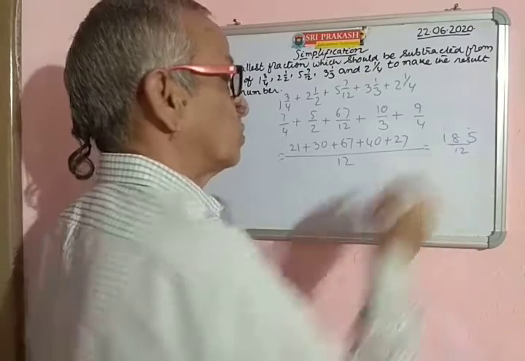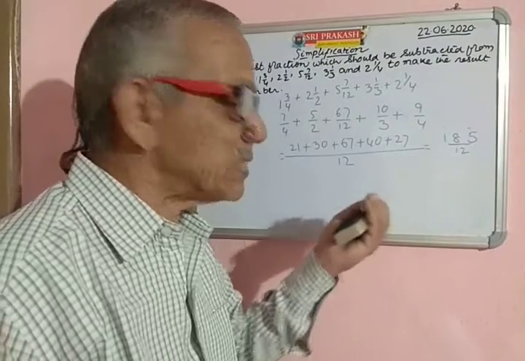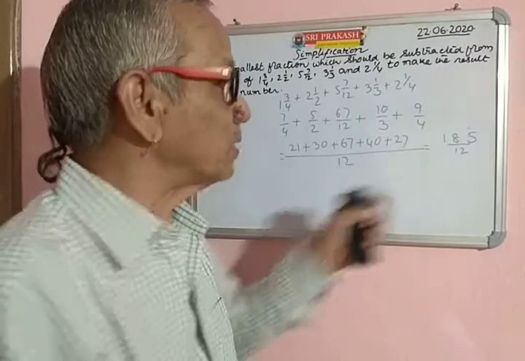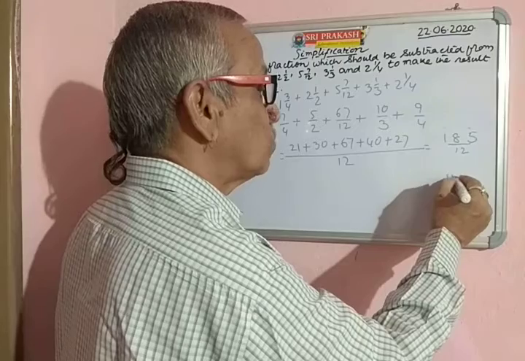So let us check which is the nearest whole number for this. So how many times it will go? 15.